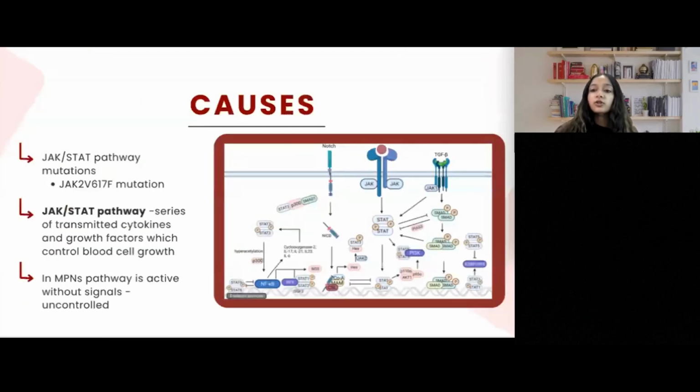These diseases are strongly associated with mutations in the JAK-STAT pathway. The JAK-STAT pathway is a series of transmitted cytokines and growth factors that control blood cell growth and division. The most common MPN mutation, the JAK2 V617F mutation, causes continuous activation of signaling in this pathway that normally regulates blood cell growth. This results in uncontrolled proliferation.